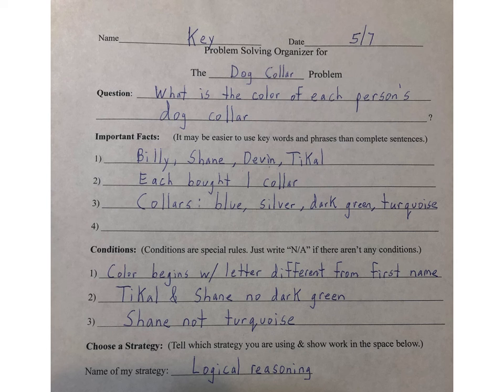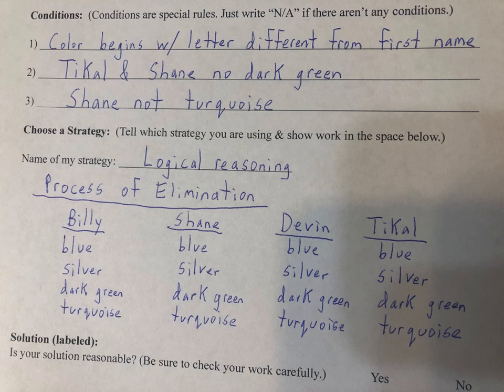Whatever strategies the kids are using today, they probably involve some form of logical reasoning. One very popular form of logical reasoning is the process of elimination. So you see that I wrote all the kids' first names and then all four colors underneath each. It could easily be the other way around. We can have each color at the top and the four boys' names underneath each.